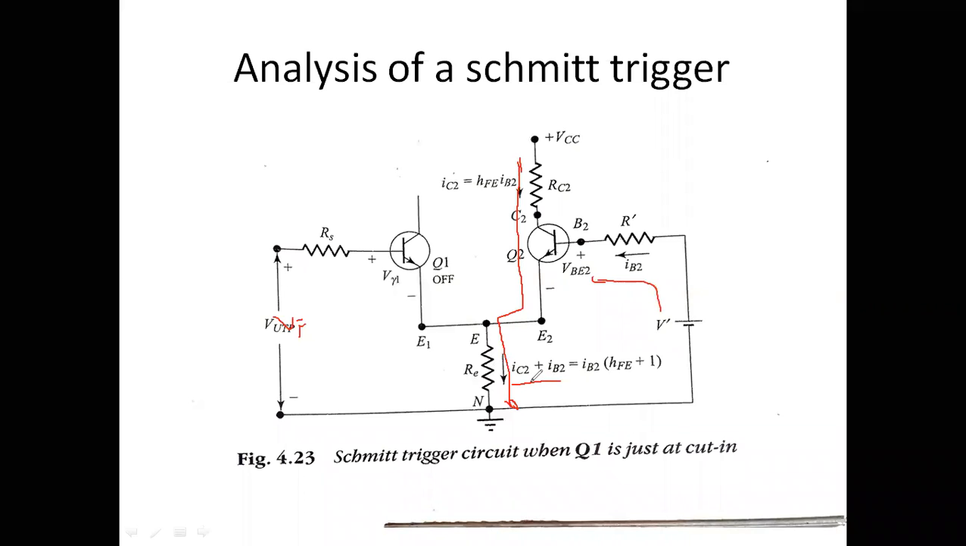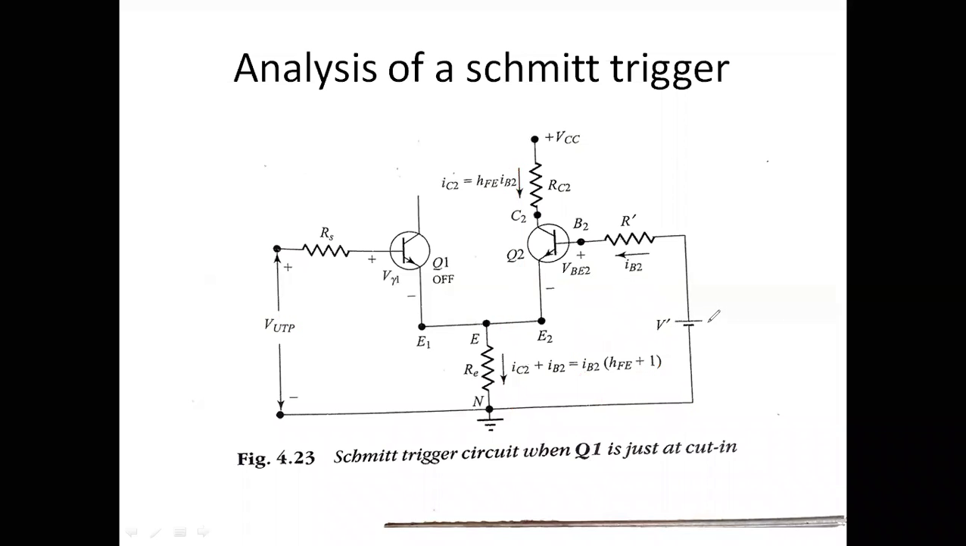IC2 plus IB2 can be written, if you take IB2 as common, as IB2 into 1 plus IC2 divided by IB2. We know that IC equals hFE into IB, so IC2 by IB2 is nothing but hFE. Therefore, it is simply IB2 into (1 plus hFE). This is the current flowing in this branch, and in this branch IB2 is the current. Here IC2 is this current.